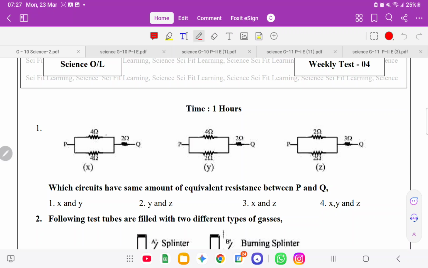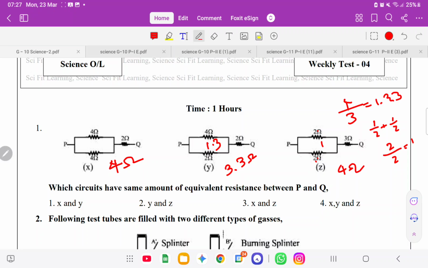Here it's 4 ohm. Here 4/3 now. Then 1/3 plus 2/2 means 3/3. Here 2/2, that's 1. 1 plus 3, 4, right? X and Z are the answer. So the third one is the answer.